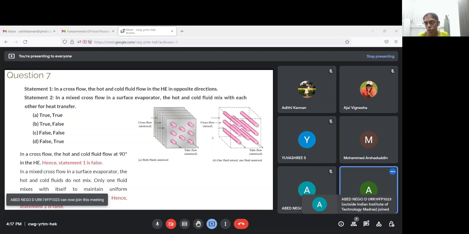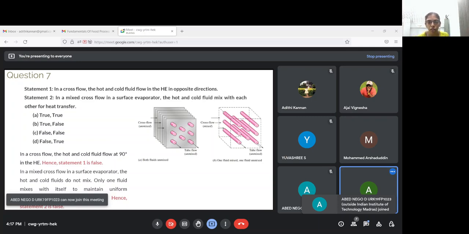Whereas in case of mixed cross flow, there are no plates. Basically, one fluid will just randomly enter your heat exchanger, whereas the other fluid will pass through tubes. So the mixed cross flow is used to maintain a uniform temperature throughout the heat exchanger. I'm not sure of the industrial example yet.